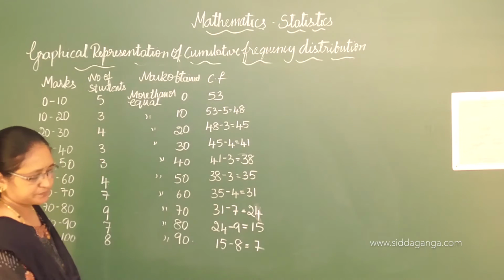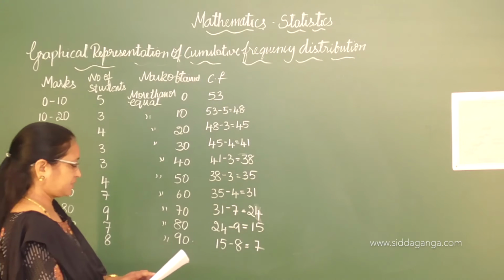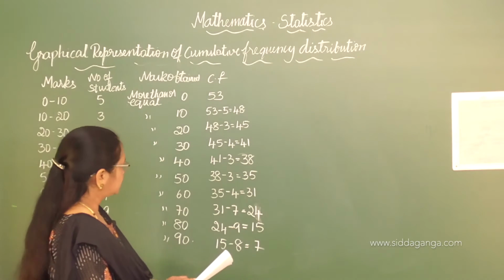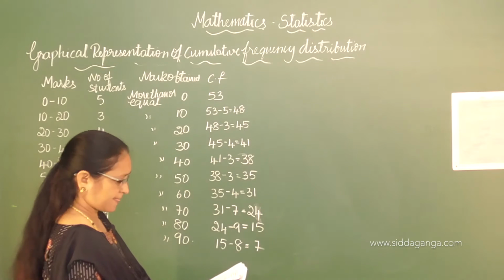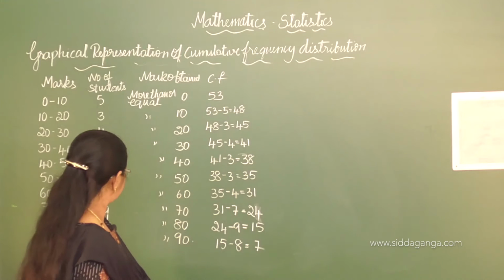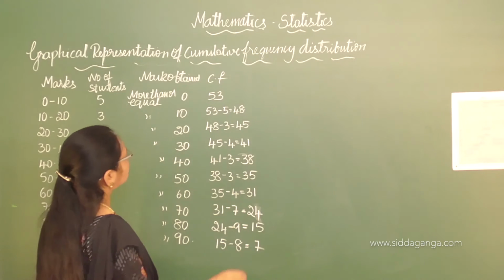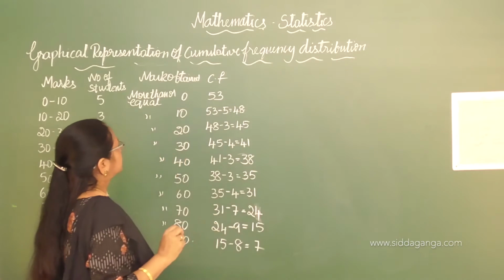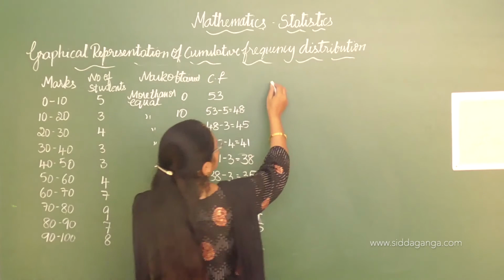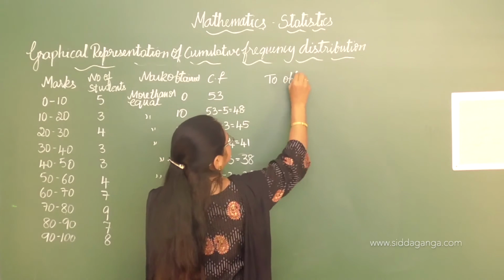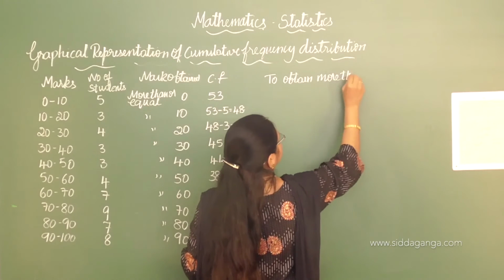So once again we'll check: 53, 48, 45, 41, 38, 35, 31, 24, 15 and 8. Now this is the cumulative frequency. This is for the more than type ogive. Again I told you, you have to obtain the more than type.